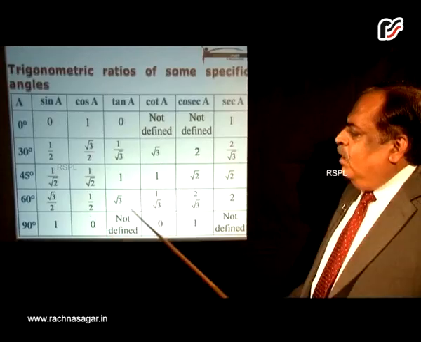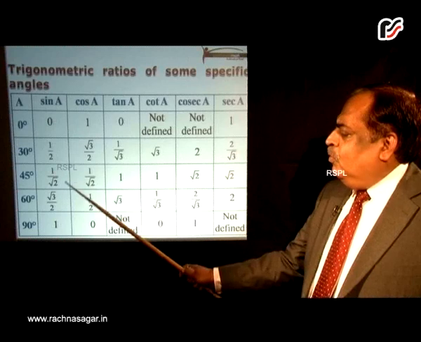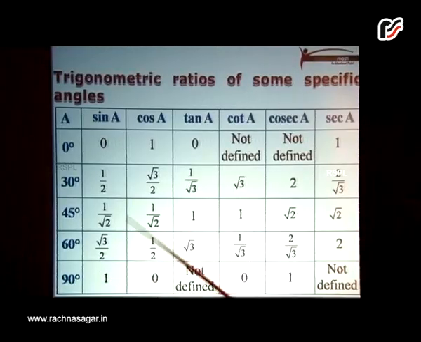When the angle is 90 degree, the sine ratio for 90 degree is 1, the cos ratio of 90 degree is 0, the tan ratio of 90 degree is not defined, the cot ratio of 90 degree is 0, the cosec ratio of 90 degree is 1, and the secant ratio for 90 degree is not defined.